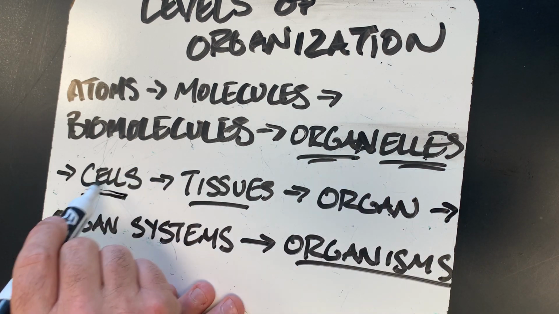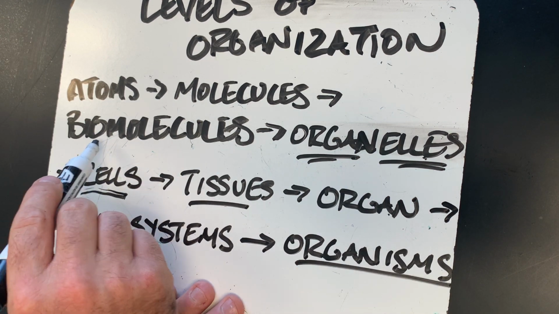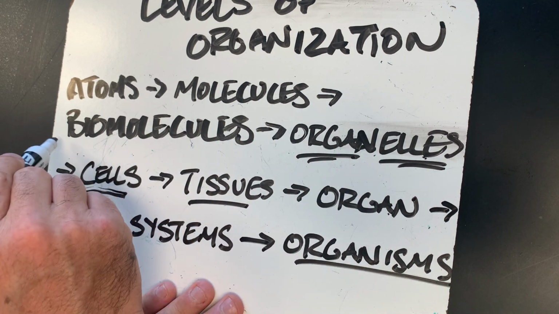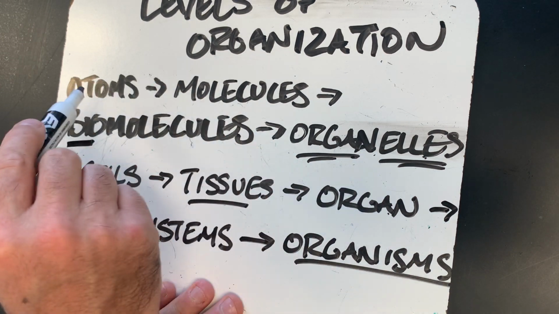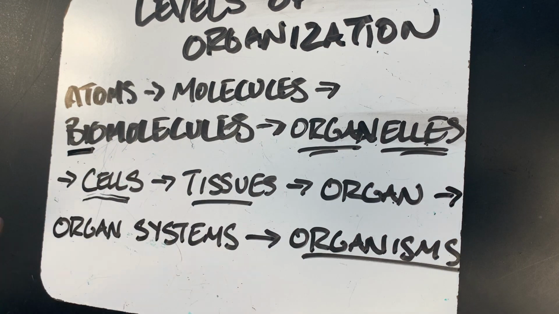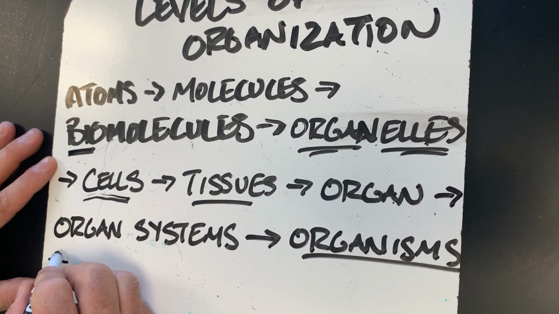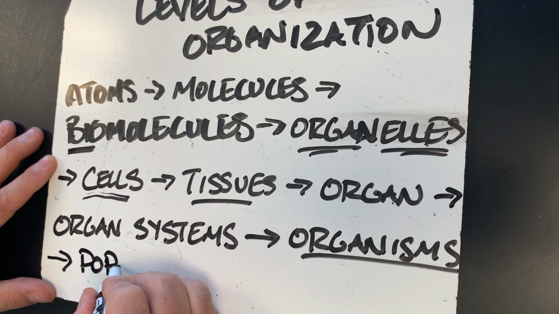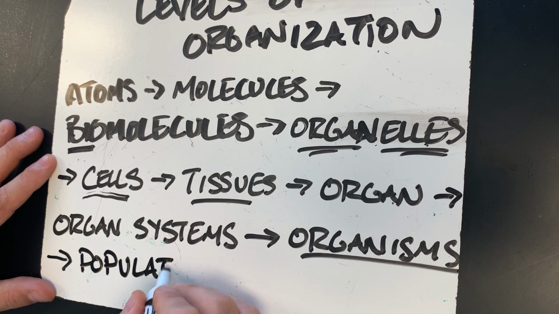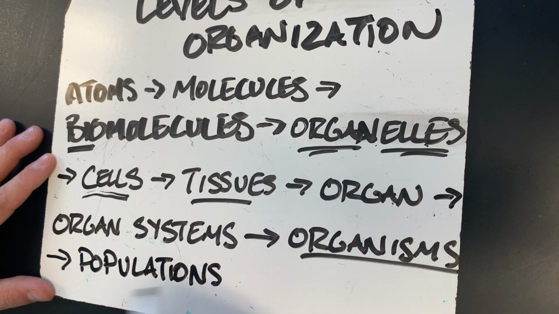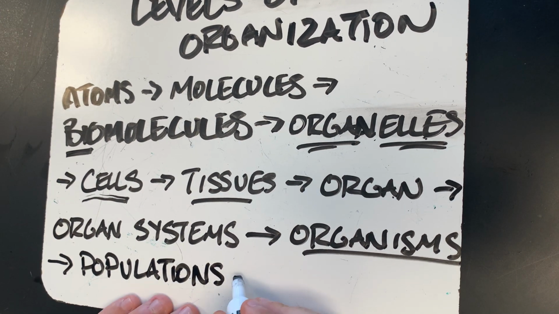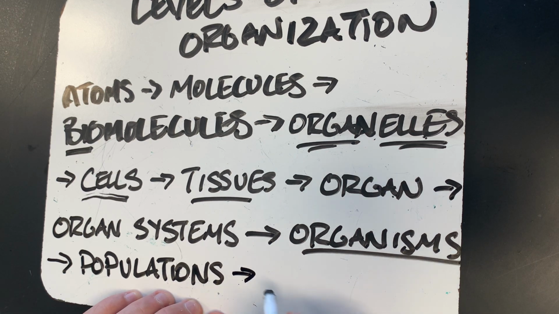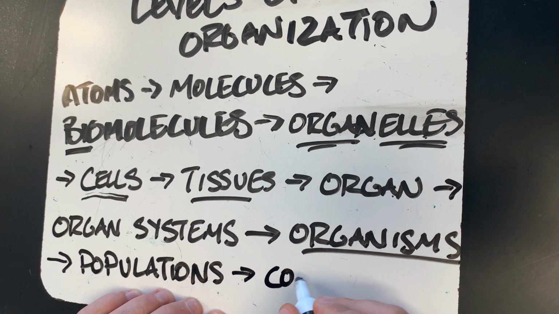They work together to make that cell function. Biomolecules are what the organelles are made of, and biomolecules are going to be made of molecules, and molecules are made of atoms. Now it gets a little larger than that. We can go all the way up to populations. There are different populations of organisms of the same species, and groups of populations of different species make communities.